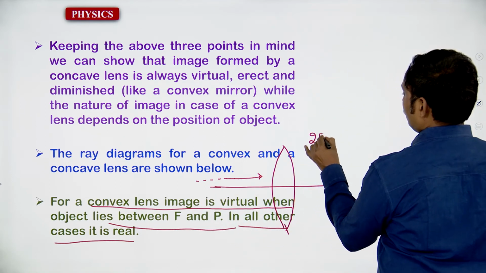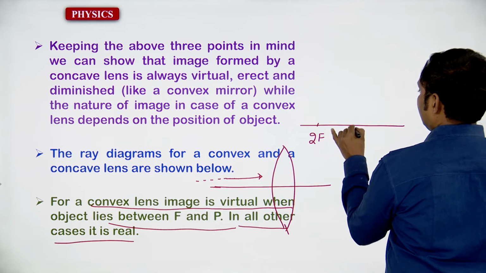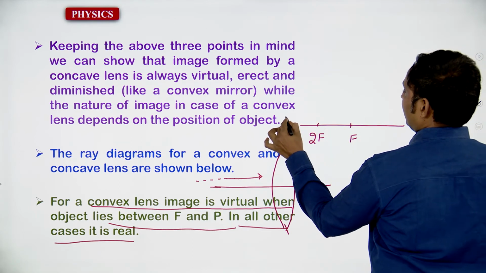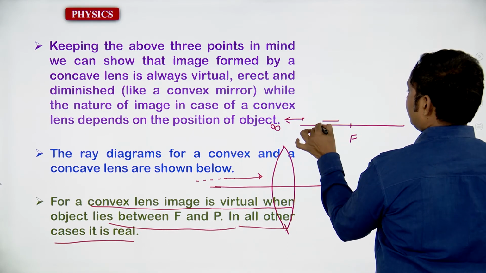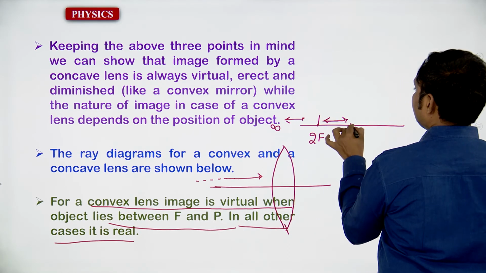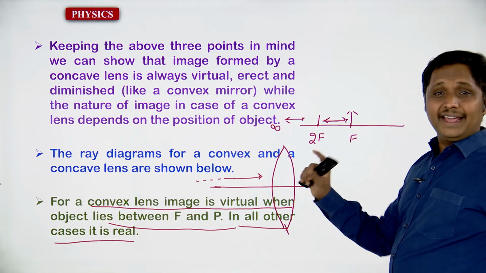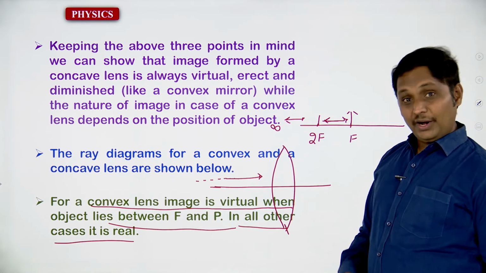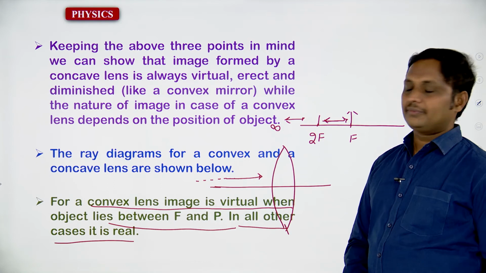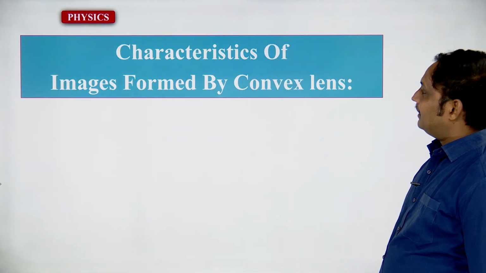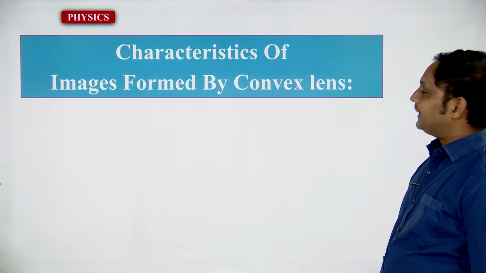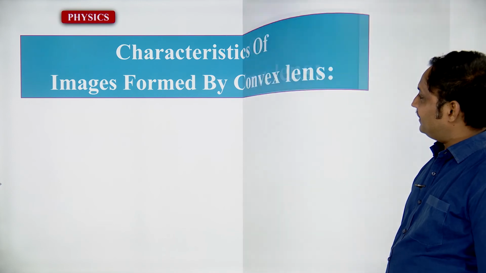You have to get 2F and F. If you take infinity to 2F, at 2F, between 2F and F, at F, these are all the different cases we have to take. What happens? You have to see. Okay, let's go for that. Characteristics of images formed by convex lenses. Let's see the first one.